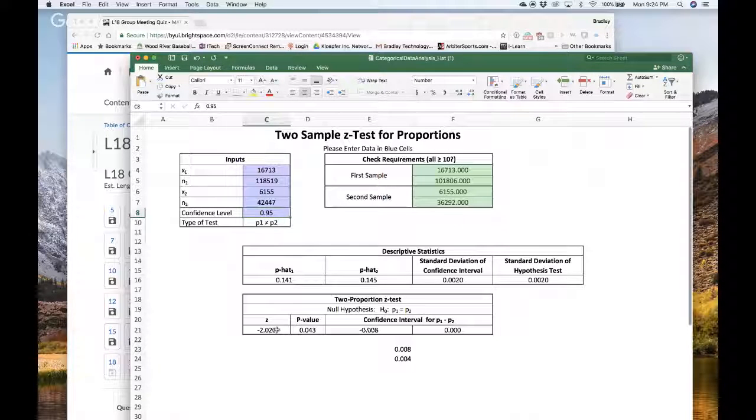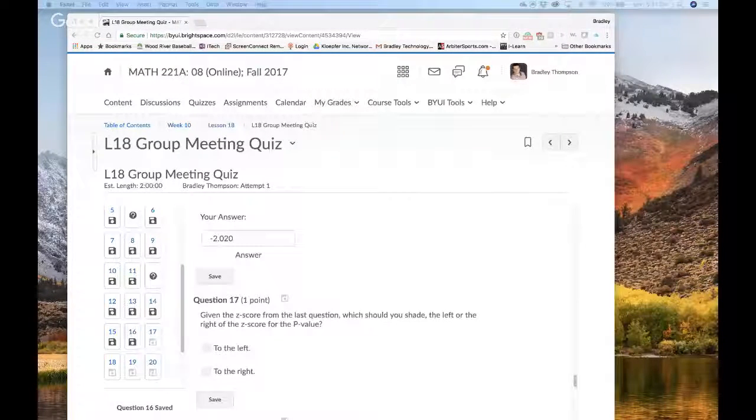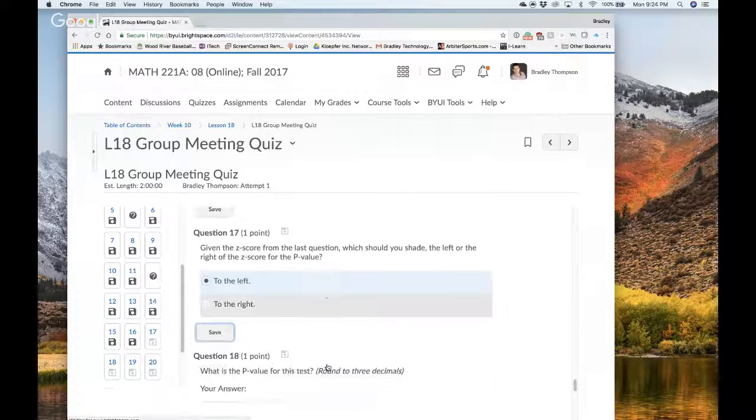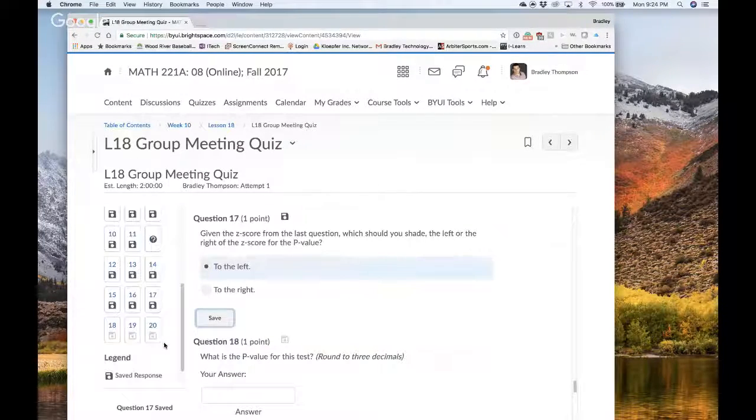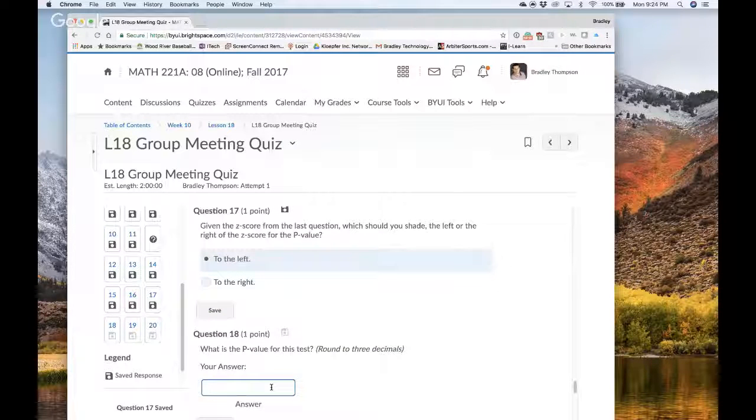Let me see. I think so. There's a positive is always to... Well, but it's asking us to shade, not which side it's on. It's asking me which, but on a less than, usually you do the left, right? Yeah, that's what I would think. Okay, well, let's move on. Let's put it on. Negative 2.02. P-value 0.043.